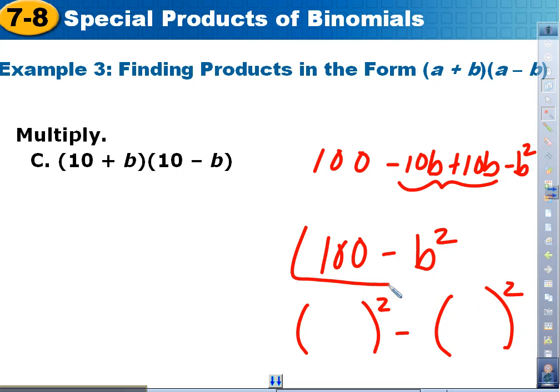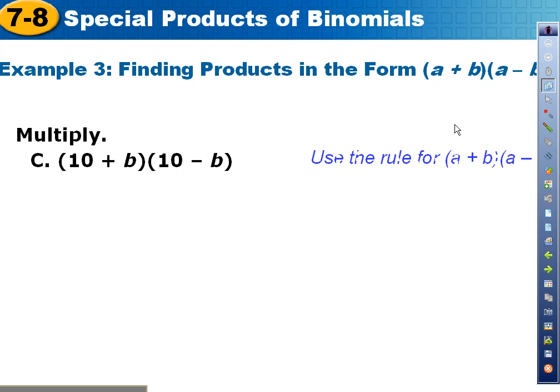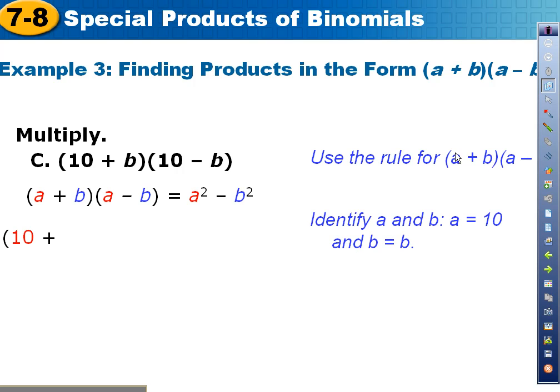And that's your answer. What's being squared right here? And what's being squared right here? That's why they call it a difference of two squares. Yeah, it's pretty easy.